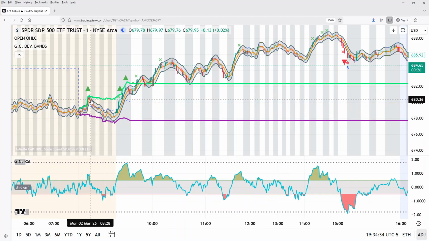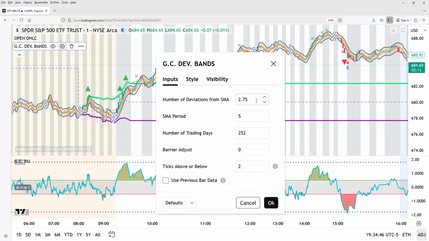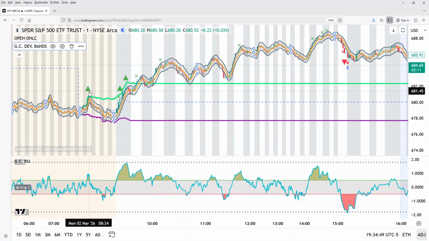So the orange is a 5 minute moving average, and then these bands that you can see around the moving average are my Gamma Capture band. So when price falls outside that 2.75 band, an arrow will pop up, whether it's outside on the upside, a green arrow, or on the downside, a red arrow.